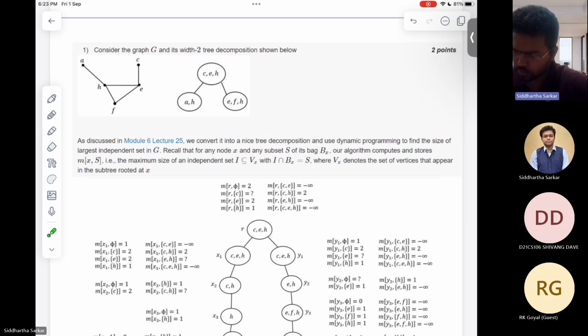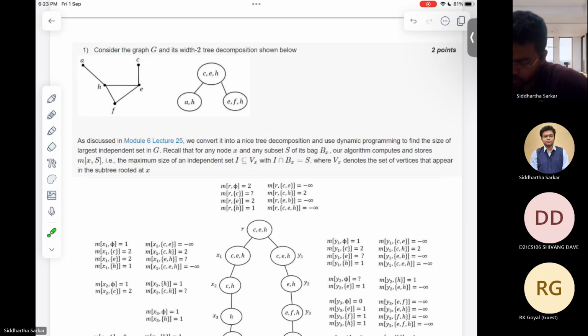Okay, so we have been given a graph. In this graph, there are five vertices. For a graph we say vertices, and for the vertices in a tree decomposition we say nodes. So in this original graph there are five vertices, and this is a valid tree decomposition with treewidth 2. We are interested in finding the maximum size of an independent set in this graph.